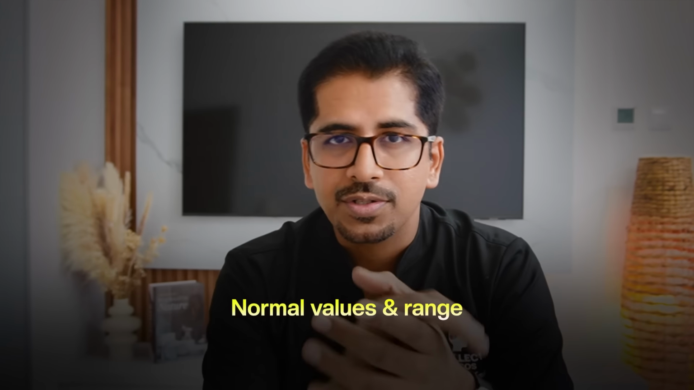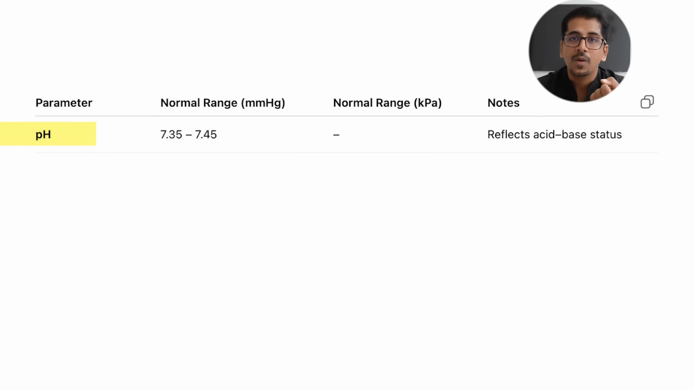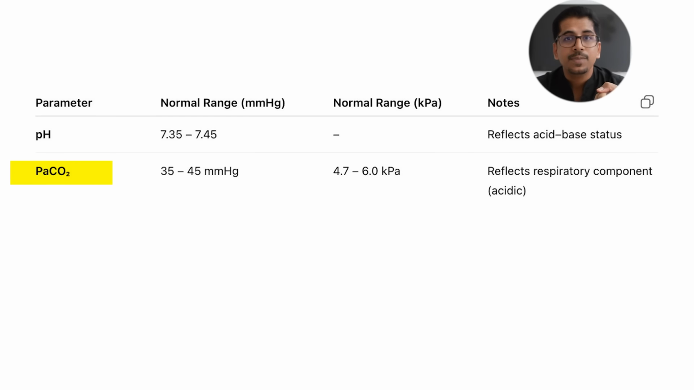Now, before jumping on to the steps of interpretation or reading an ABG, we need to know the normal values or the normal range. First is pH, having a normal range from 7.35 to 7.45. And it just tells you about how your body is maintaining the equilibrium of acid and base, right? 2nd is PaCO2, which is partial pressure of carbon dioxide in arteries. The normal range is 35 to 45 millimeters of mercury. But in some countries like the United Kingdom, we have the units in terms of kPa or kilopascals. Then this range becomes 4.7 to 6 kPa.